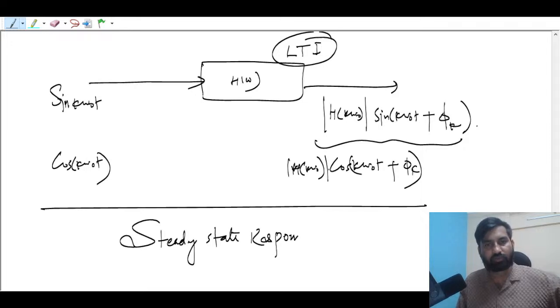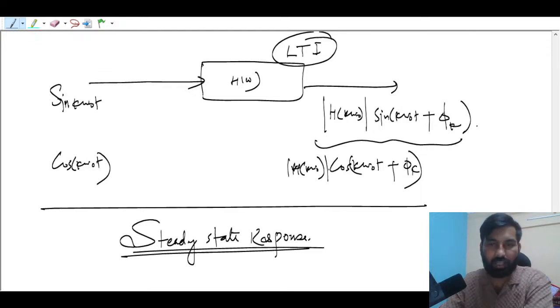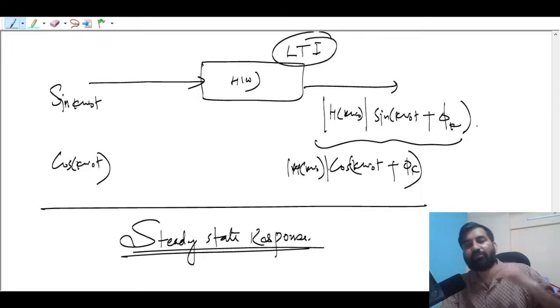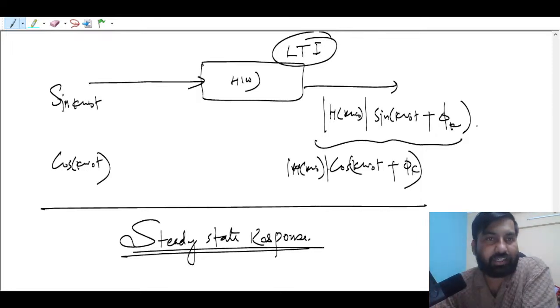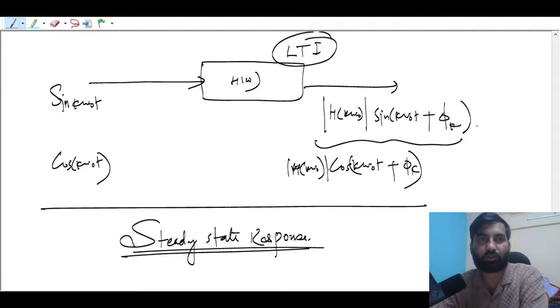Steady state response. Every year one question comes, okay? Each year you will find one question. So we multiply the input magnitude by H(k), okay, that is very important. And you have to also add the phase. Adding the phase means you are augmenting the phase, increasing the phase. Fine. So I hope this makes sense to all, right?